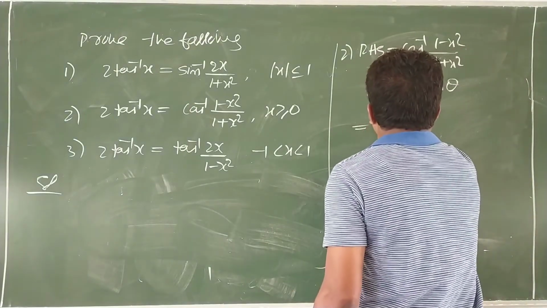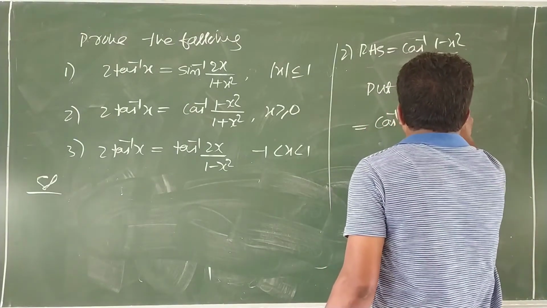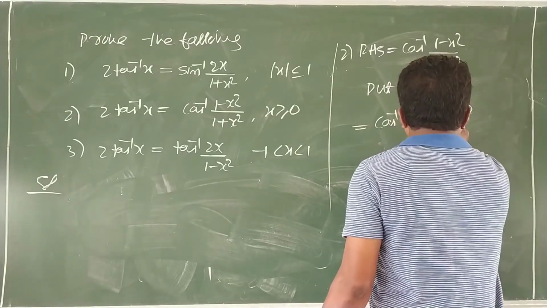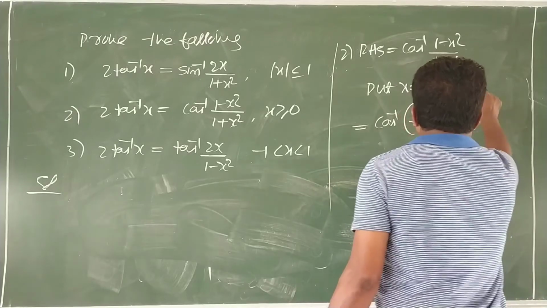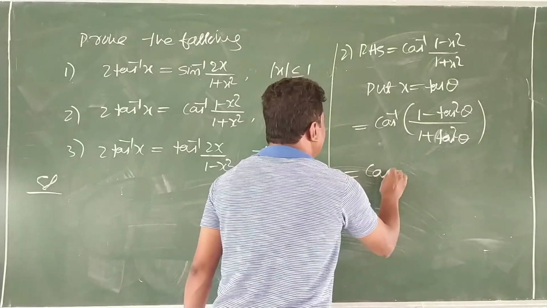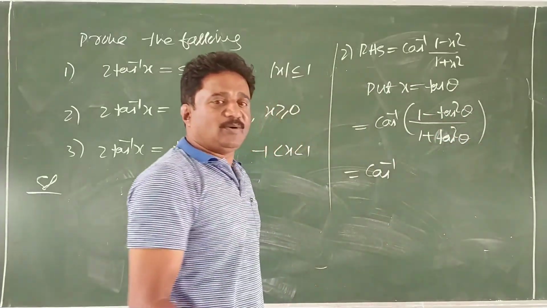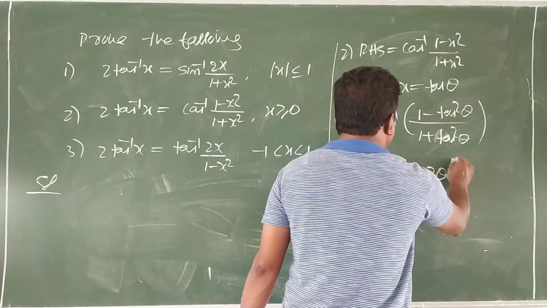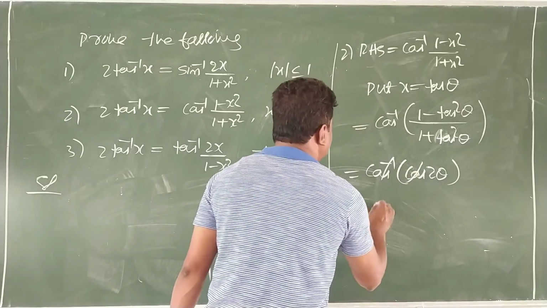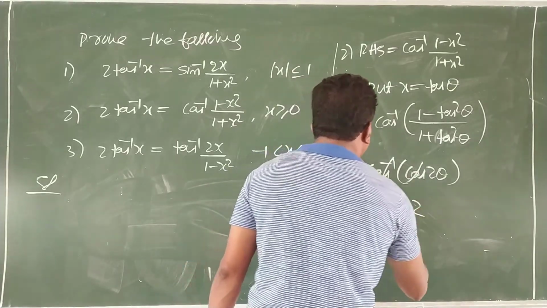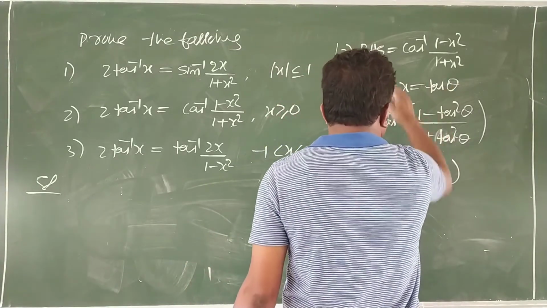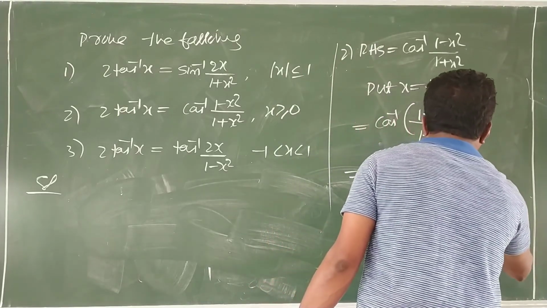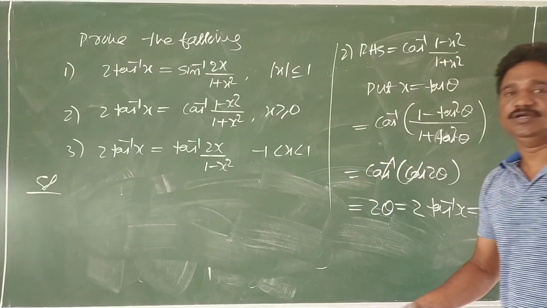So cos inverse 1 minus tan square theta by 1 plus tan square theta. What is 1 minus tan square by 1 plus tan square? Cos 2 theta. Cos inverse gets cancelled. 2 theta. 2 into what is theta, students? Tan inverse x. 2 tan inverse x. LHS. So we proved RHS is equal to LHS.